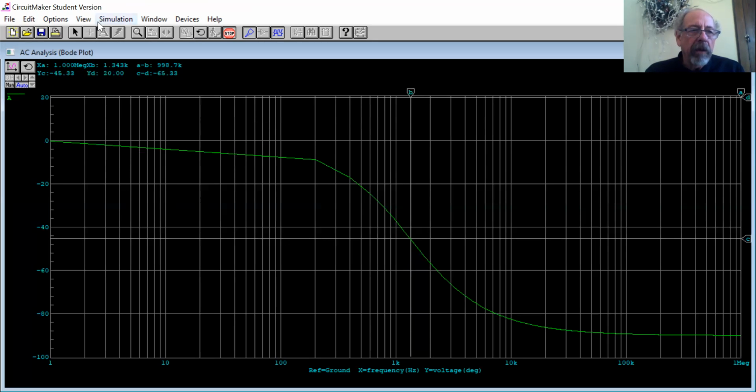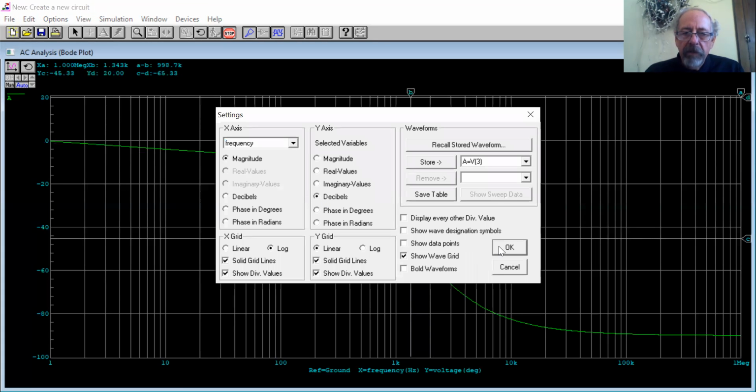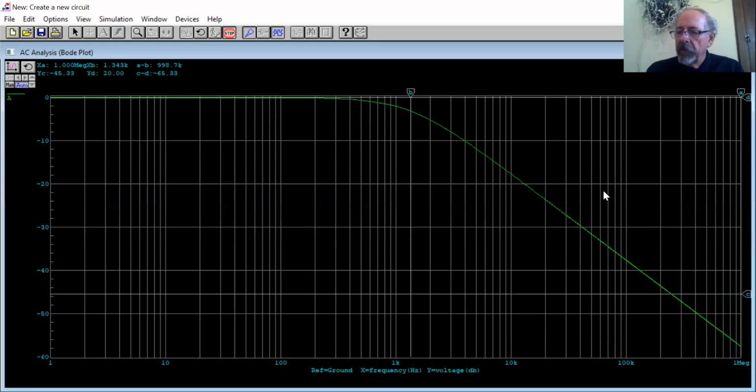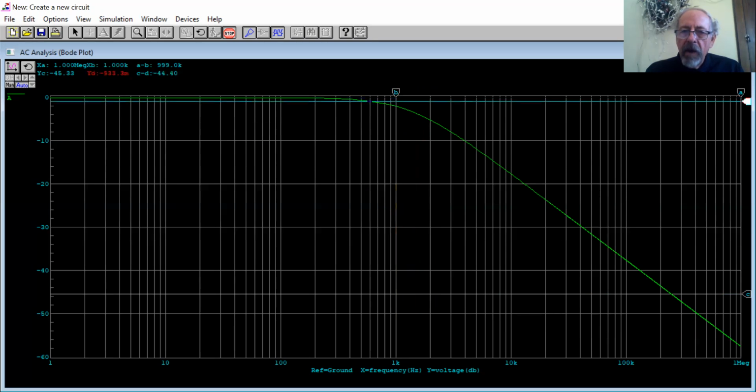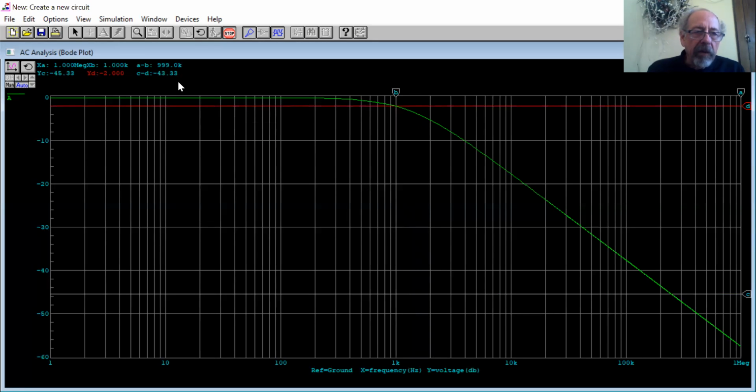So I'm going to go back and put this on decibels again, and here's our circuit. Again, if I want to see what's going on at 1 kilohertz, I can see that, and I might have to blow this up. D is at -2 dB at 1 kilohertz.